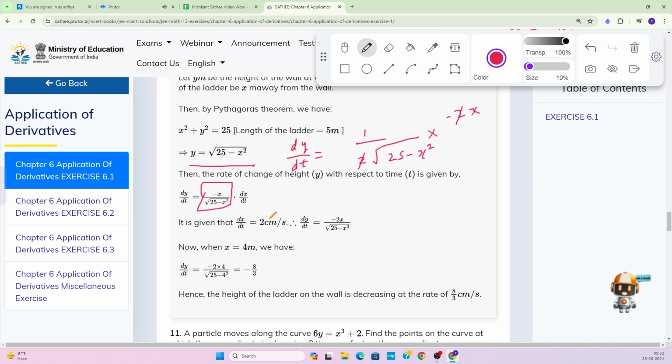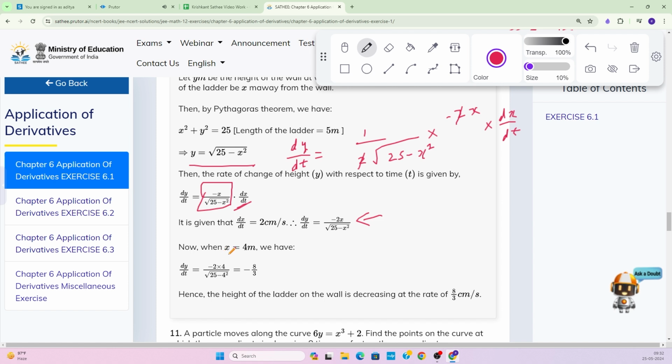Clear? Okay, clear. So now dx by dt will also be there. As you know, dx by dt is already given to you, which is 2. Now put in dx by dt, and you will get this expression.